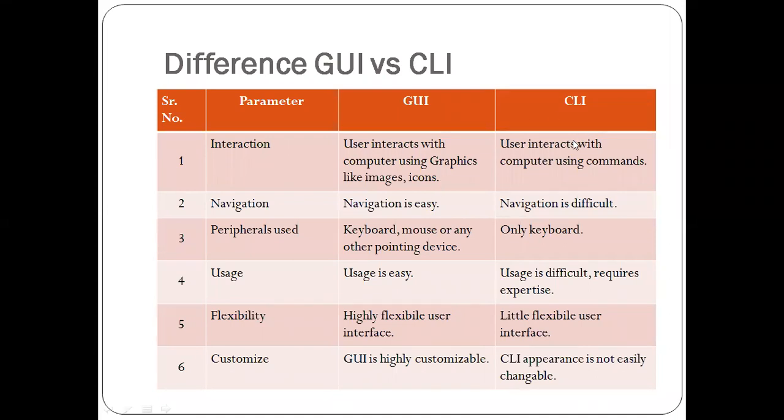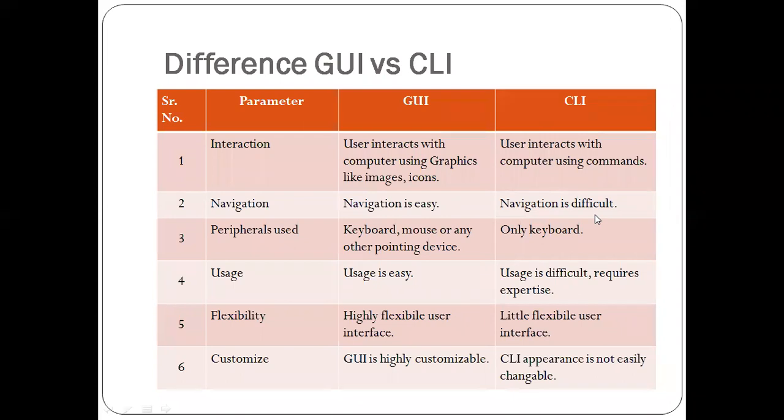In command line interface, the user interacts with the computer using commands. In command line, when you have to go to a particular folder, you have to give one path or one command. You can't click by mouse in a command line interface. Navigation: in the graphical user interface, navigation is easy. In command line, navigation is difficult.